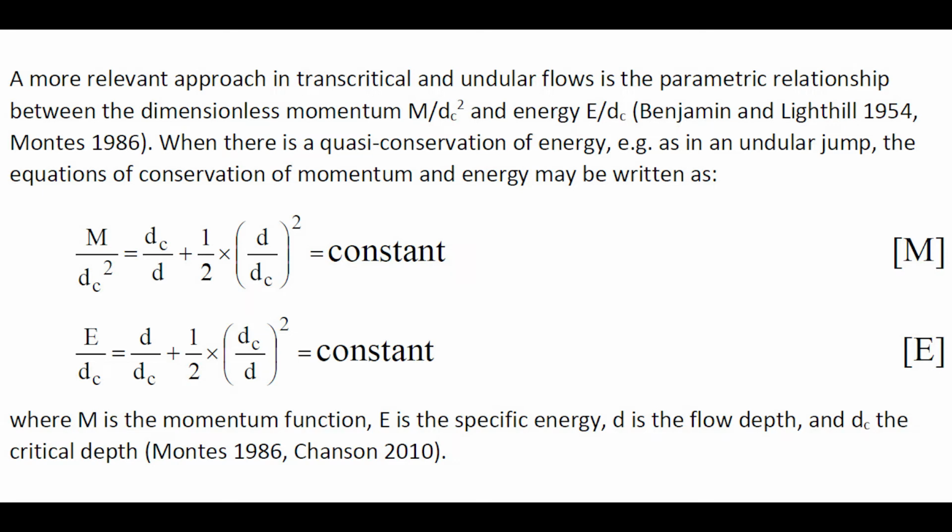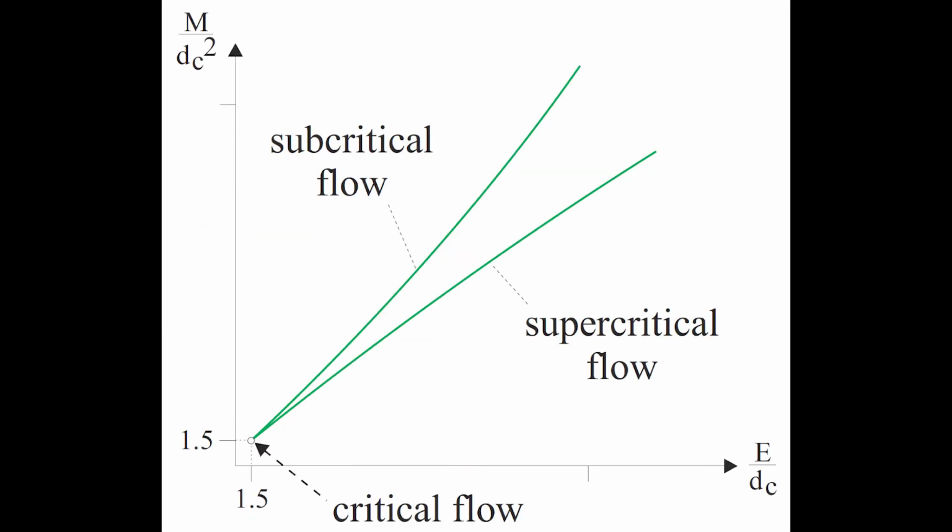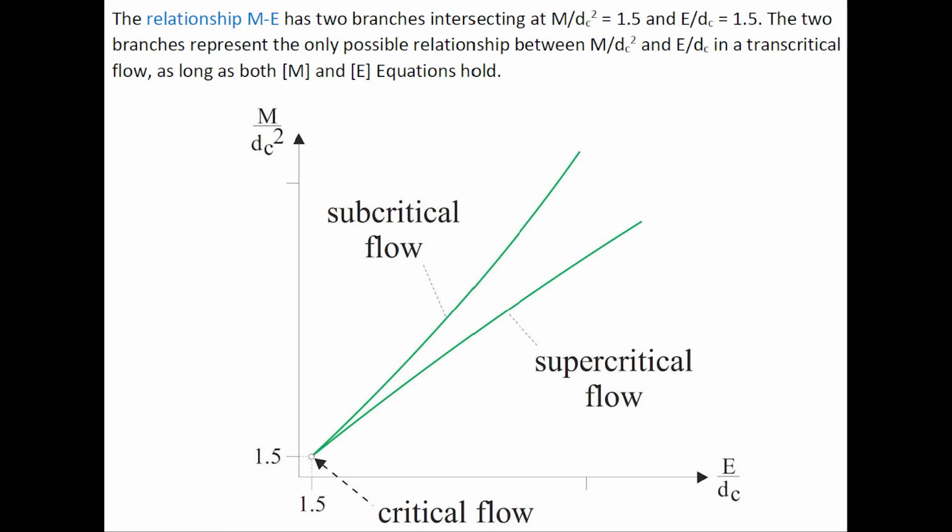When there is a quasi-conservation of energy, the equations of conservation of momentum and energy may be expressed as a relationship between momentum and energy, as two branches intersecting at M/dc² = 1.5 and E/dc = 1.5, the intersection corresponding to the critical flow condition. The two branches of that relationship represent the only possible relationship between momentum and energy in a transcritical flow, as long as the equation holds.